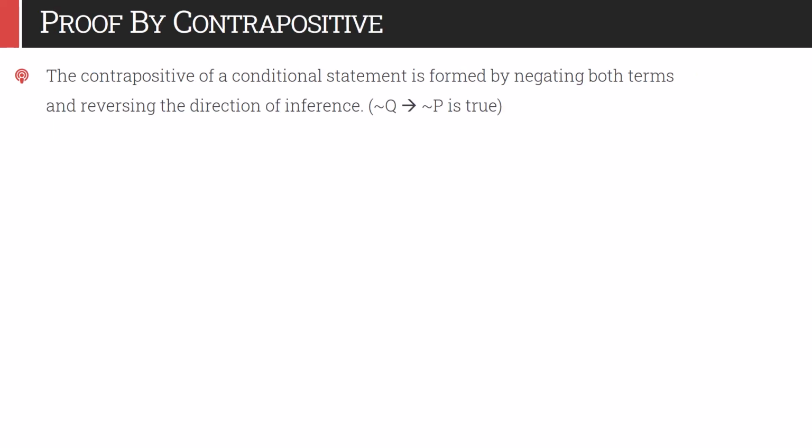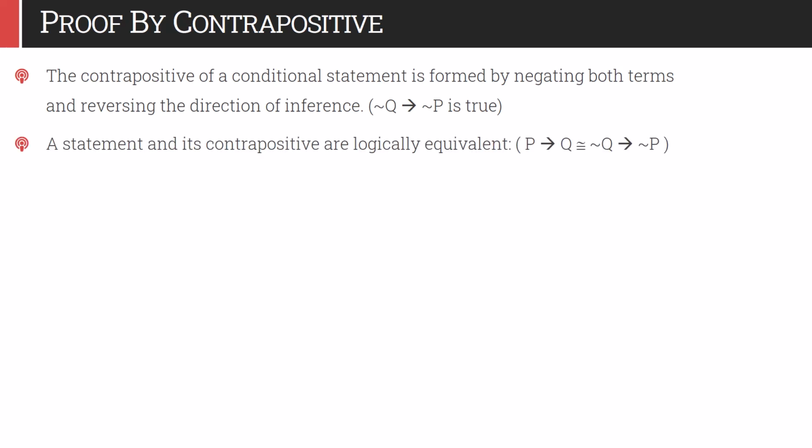And then subsequently, we will try to prove that our assumption itself is false and hence the original statement is true. Proof by contrapositive. The contrapositive of a conditional statement is formed by negating both the terms and reversing the direction of inference. So our original inference was P implies Q. That becomes negation Q implies negation P, and that is true. So if this is true, we can say that the original statement is also true. A statement and its contrapositive are logically equivalent. That means P implies Q is the same as not Q implies not P.